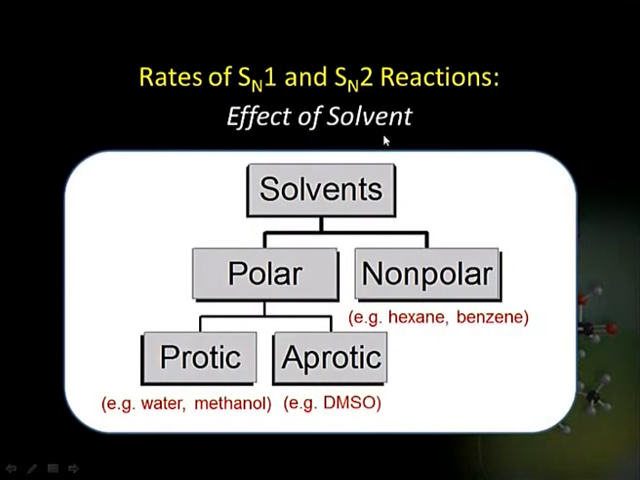Effect of the solvent on SN1 and SN2 reactions. If we look into the solvents, the types of solvents are two: polar and non-polar. The non-polar solvents are mostly organic solvents like hexane and benzene, whereas polar solvents are further divided into protic and aprotic. The protic solvents like water and methanol have a proton which can be hydrogen bonded to another atom. The aprotic molecules are polar, but they do not have a provision of hydrogen bonding, for example DMSO, dimethyl sulfoxide.